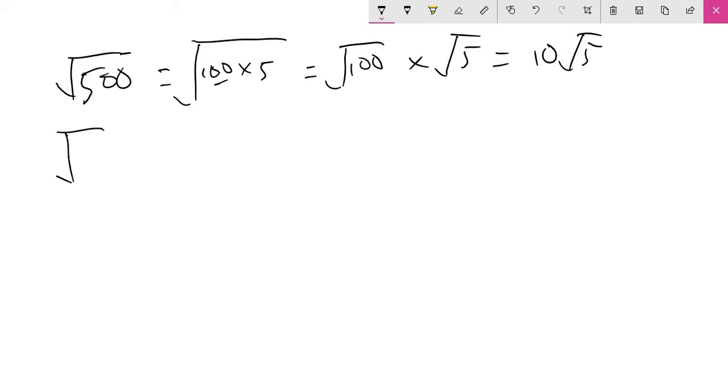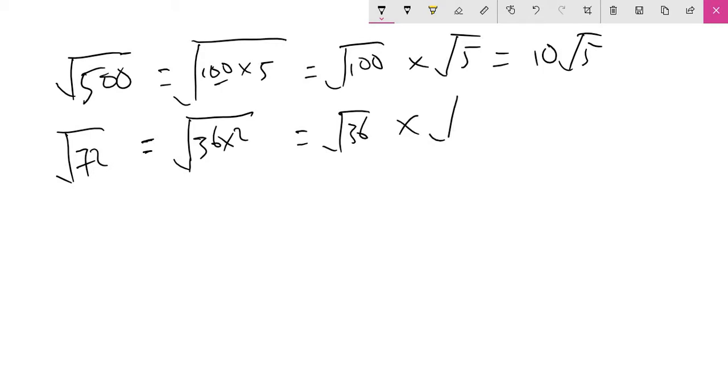Also, root 72. Root 72 is equal to root of, now 72, again, do a little division. If you divide, you see it gives 36, and 36 is a perfect square. So 36 times 2, which is equal to root 36 times root 2, and this gives 6 root 2. Okay, and we can go on and on and on. Let me just do the last one here.